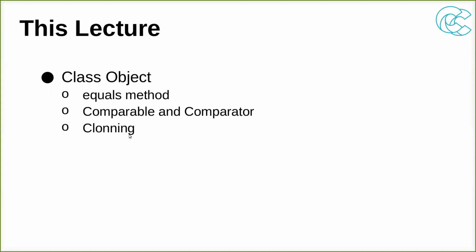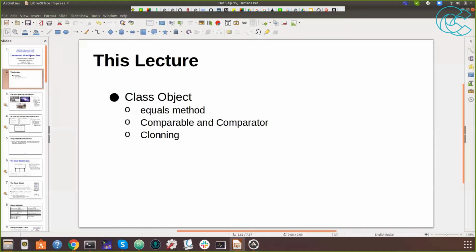So in particular, we'll be looking at a couple of cases. One is what is the equals method, and when and how do we use it. The other one is comparator and comparable. One of them is an interface, so what is the reason for using this and how do you use it? And the last one is what is called cloning.